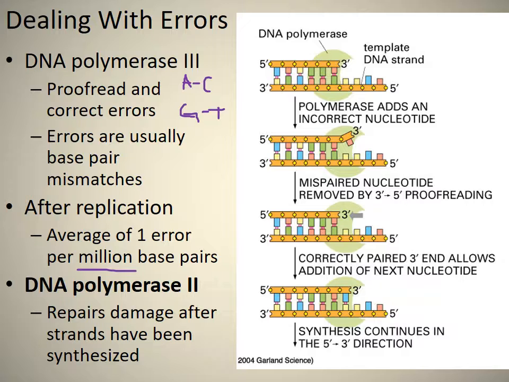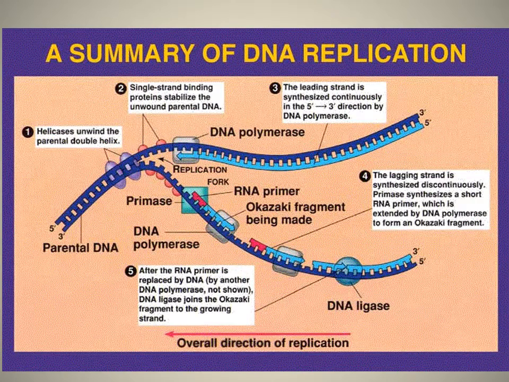corrections. DNA polymerase III, as it synthesizes the strand, will check for errors and make those specific corrections. DNA polymerase II here will repair damage after the strands have been synthesized. So it'll double check once the strand is completely synthesized.